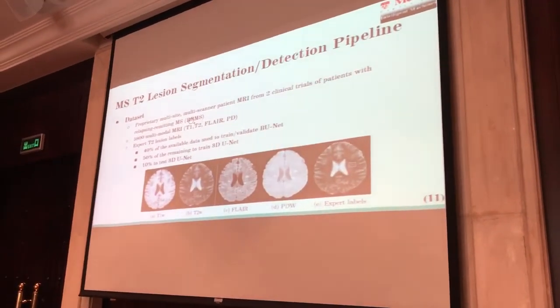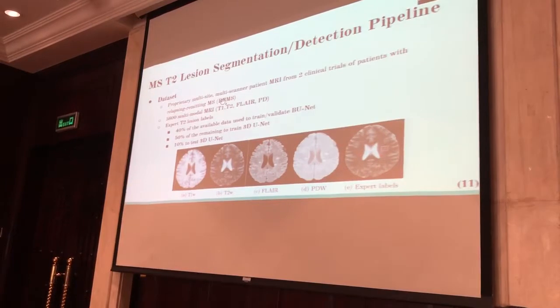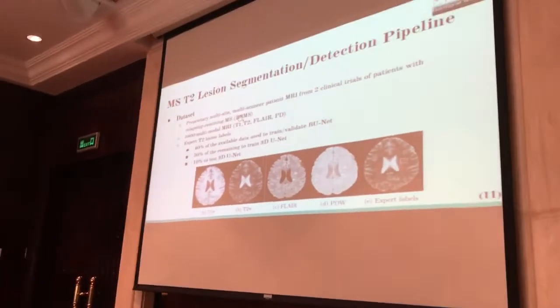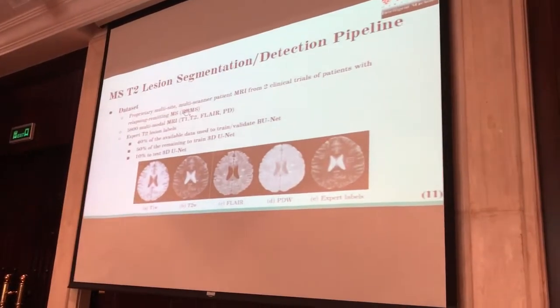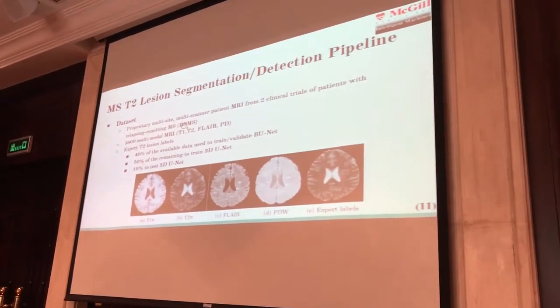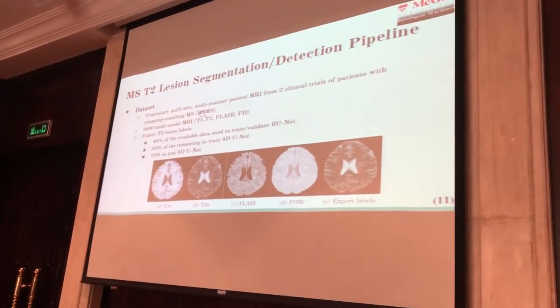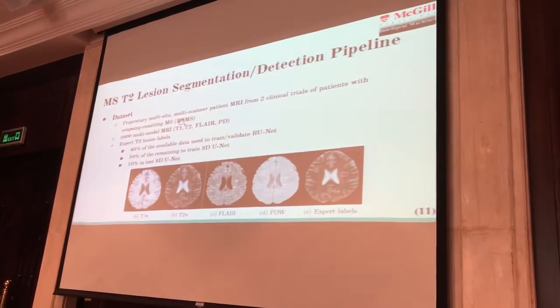So in terms of dataset, we use a proprietary multiple sclerosis dataset, a multi-site dataset. We have 5,800 MR available and T2 lesions expert label available. From this dataset, we use 40% of the data for training and validating Bayesian U-Net, to train and validate 3D U-Net, and 10% to test the 3D U-Net.